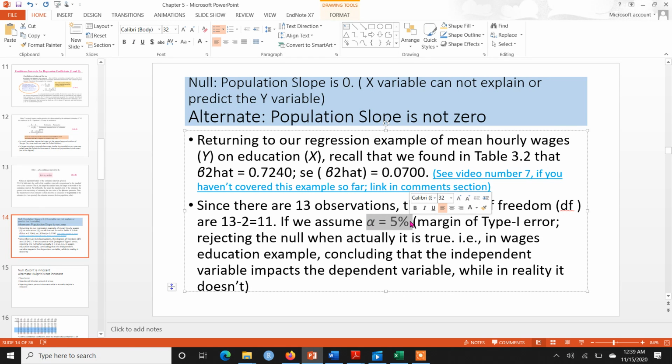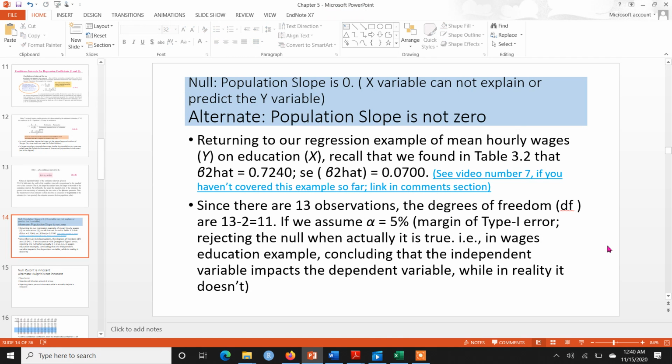Now how do we set the value of alpha? Generally the minimum value of alpha is 1% and the maximum allowed value of alpha is 10%. So let's say we assume that alpha is 5%. If you are considering this from an exam scenario, then the value of alpha is generally given in the exam. So you know that alpha is 5%.